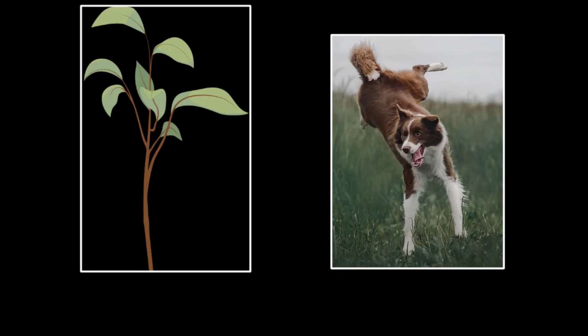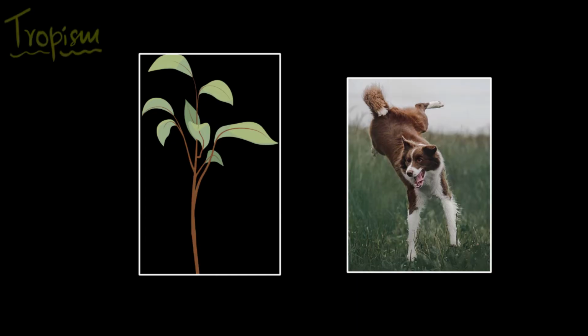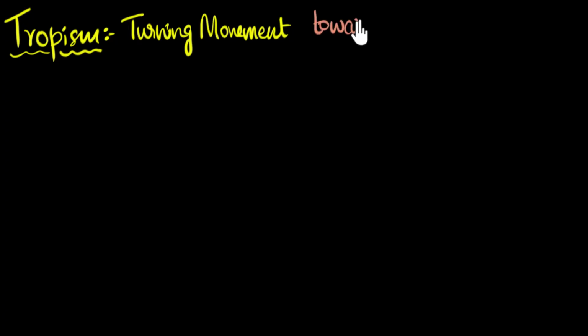And so in this video, we're going to learn about a particular kind of plant movement, which is called tropism or tropic movements. So we'll see what it is and we'll look at its different kinds. All right, so what is tropism? Tropism is a kind of movement. It's a kind of turning movement. So it's a turning movement towards or away from. So towards or away from what? From some kind of stimulus. So let me give you an example.